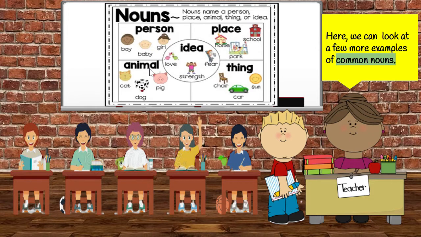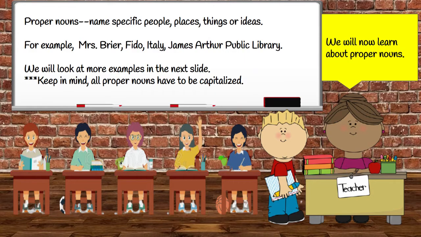And notice how they all have not been capitalized. They're common nouns and they do not have to be capitalized. We will now learn about proper nouns. Proper nouns name specific people, places, things, or ideas. For example, Mrs. Breyer, Fido, Italy, James Arthur, Public Library. We will look at more examples in the next slide and keep in mind that all proper nouns have to be capitalized.